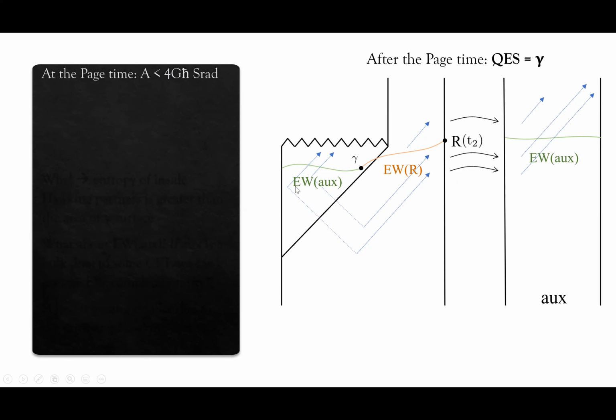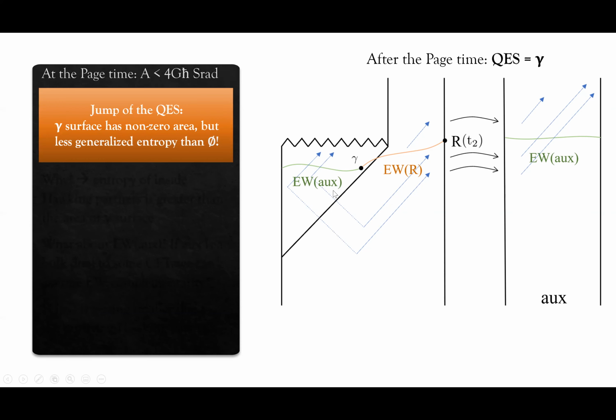And so because the area has become smaller than the entropy of these guys, it becomes beneficial for the quantum extremal surface to make a jump and to gain some area in order to lose all of this entropic contribution, because we want the smallest generalized entropy. So here it is, a very important orange box. The surface, even though it has non-zero area, has less entropy than the empty set would. And again, that's because the entropy of the inside Hawking partners is greater than the area of the gamma surface. So this is for the black hole case.